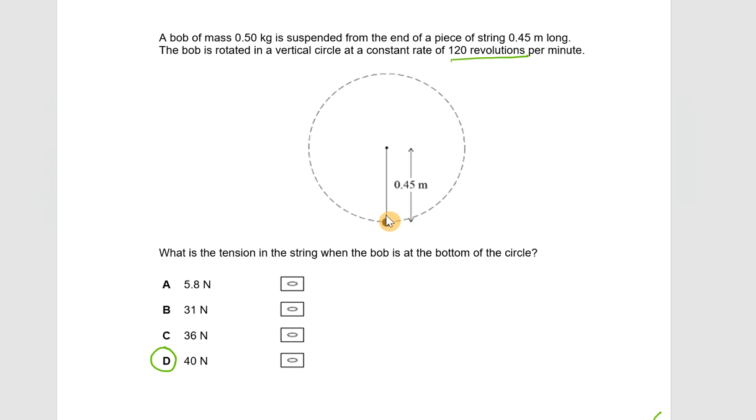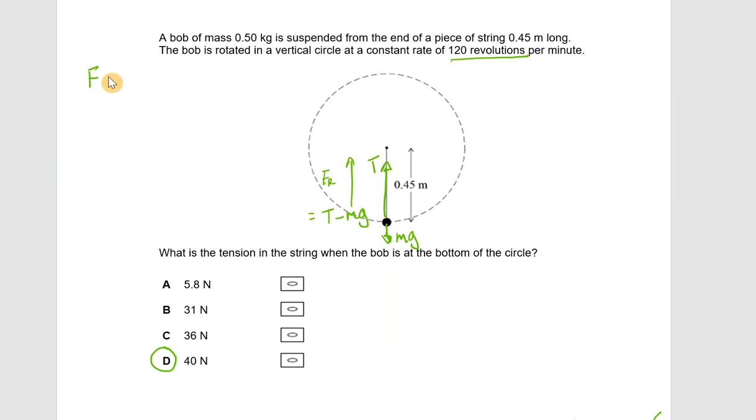Well, the tension is going to be on the string in that direction, and the other force on this bob is going to be the weight, mass times gravitational field strength of the bob. Now there'll be a resultant force acting upwards. We could call that just the resultant force, and that's going to be equal to the tension less the weight of the bob. And that resultant force is going to produce the centripetal force.